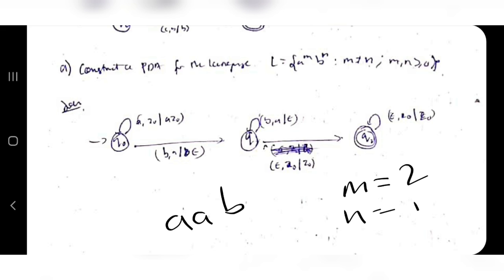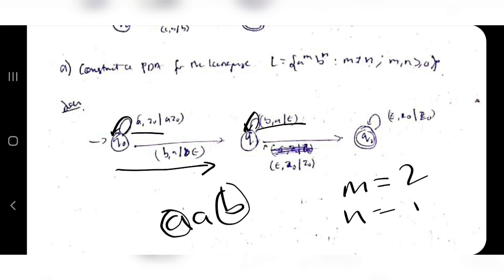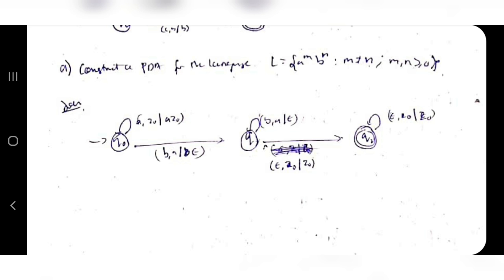How to accept A and B? If it is A, I will be staying in the same state here. If it is B, I will be popping it. So for each A, I will be popping one B. After that, the popping will go on, and if there is no popping and it's an epsilon, I will be reaching the final state here. So in this way, I will be defining the PDA for the given language.